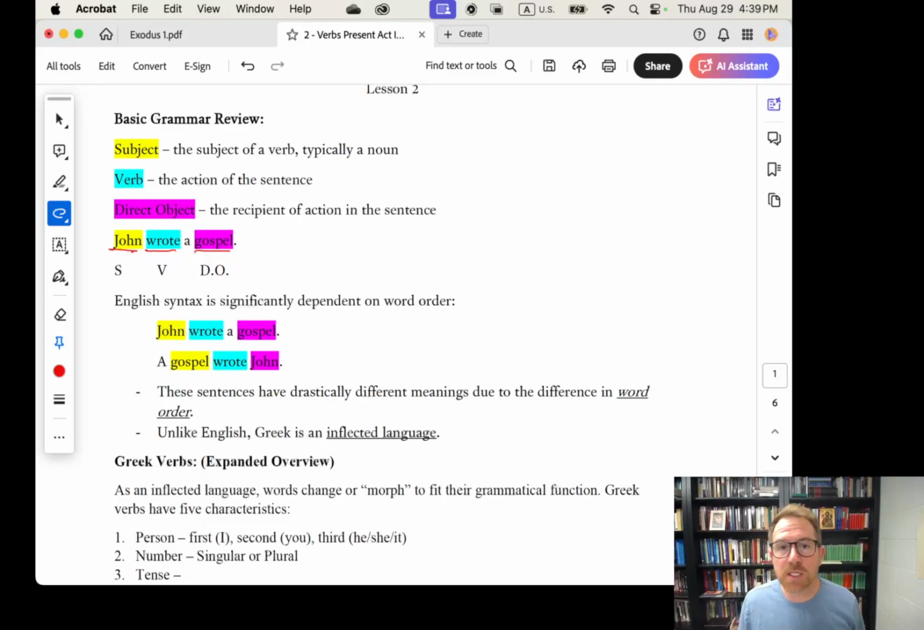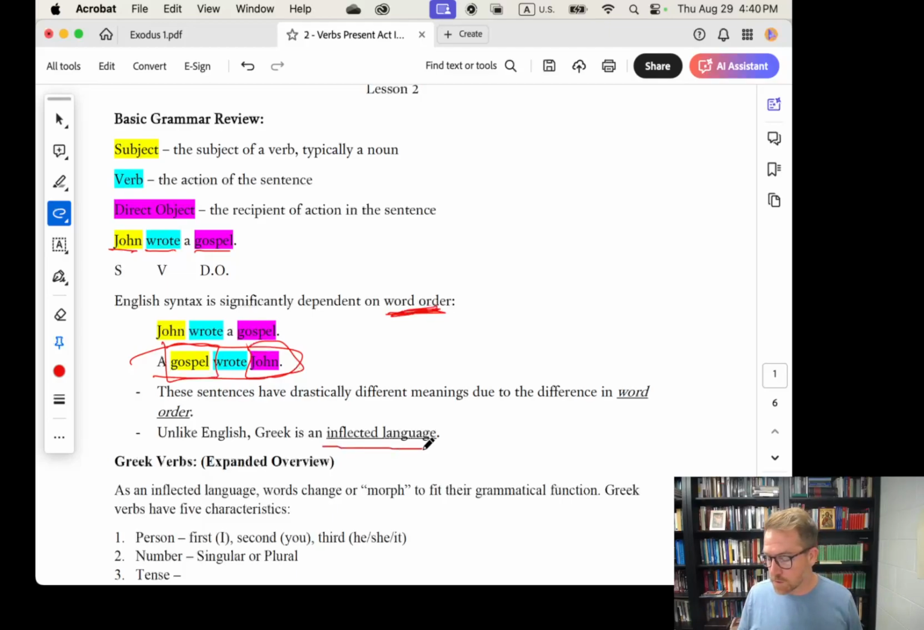Now, the way English syntax works is that you have to define your subject, your verb, and your object by word order. That's the determiner. So if you take the same words and rearrange them, a gospel wrote John, you have a totally different subject, the same verb, and the direct object has changed. So in English, word order determines the function of nouns and verbs in sentences.